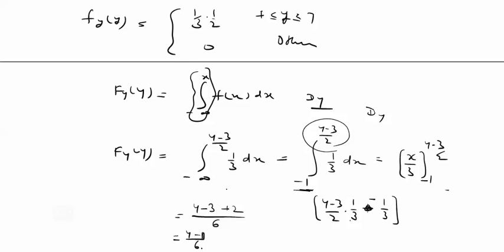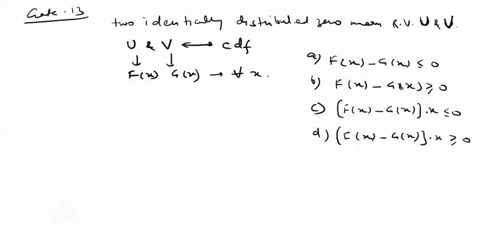Everything is correct. Two identically distributed zero mean random variables u and v are given to us, ranging from minus a to a, height is 1 upon 2a. Same type of random variable, zero mean, we mark here. Both PDF and CDF are given to us, fx and gx, where gx comes from 2v, the PDF of 2v.